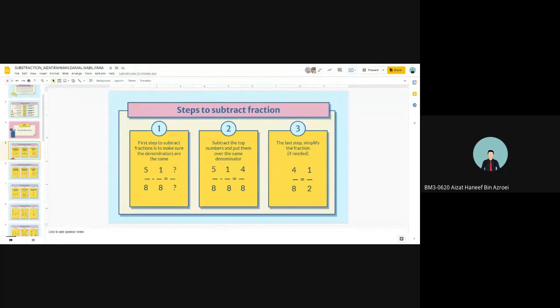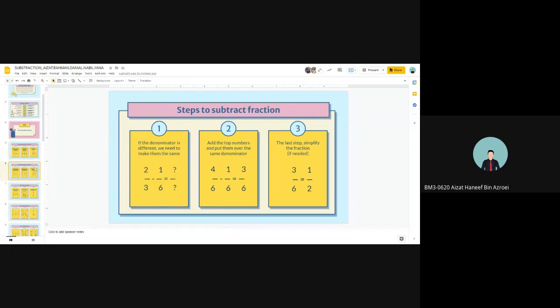First step to subtract fractions is to make sure the denominators are the same. Okay, there is an example given, 5 over 8 minus 1 over 8. This is the same denominator, so it will be easy. We just subtract the top numbers and keep the same denominator. So the answer will be 5 minus 1 will be 4, and 8 we keep the same. So 4/8. Last step, if we can simplify, then we simplify. 4/8 equals 1/2.